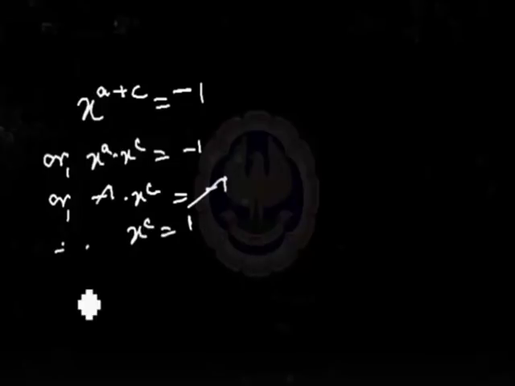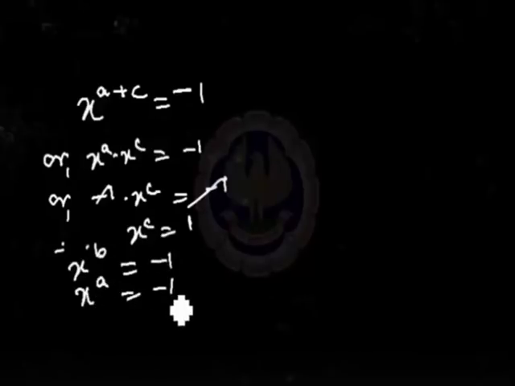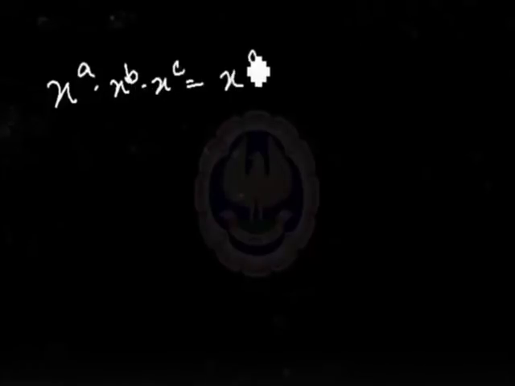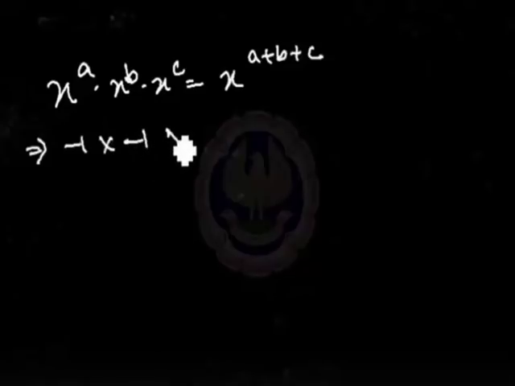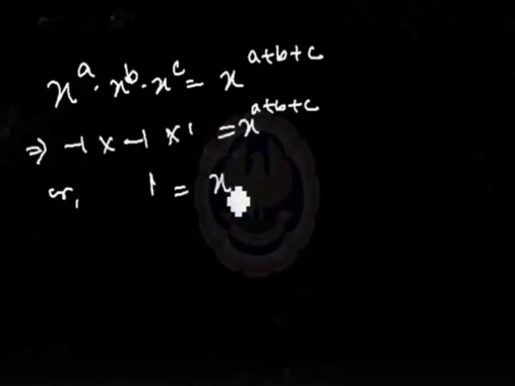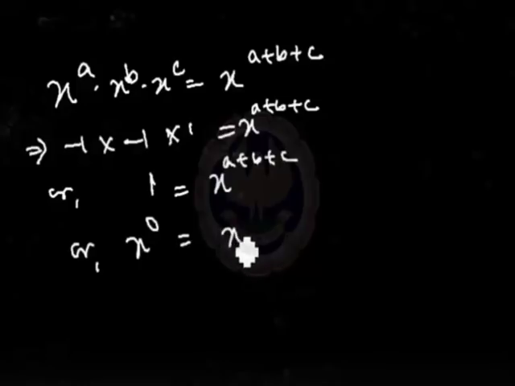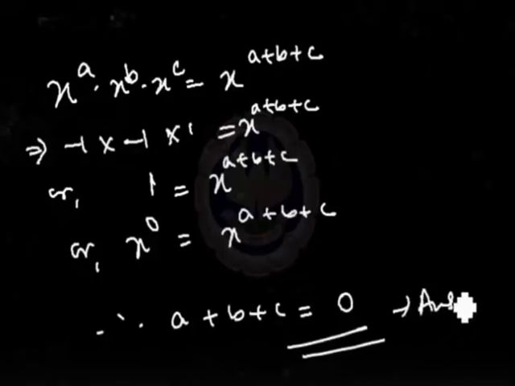Right? So we have 3 values now. What are the 3 values? We can say x to the power b is equal to minus 1, x to the power a is equal to minus 1, x to the power c is equal to 1. Now we will just write a small thing. We know that x to the power a into x to the power b into x to the power c is equal to x to the power a plus b plus c. We know that the value of x to the power a we got is minus 1, into x to the power b is minus 1, into x to the power c is 1. This is equal to x to the power a plus b plus c. So this is coming to 1 is equal to x to the power a plus b plus c. Agreed? Or x to the power 0 is equal to x to the power a plus b plus c. So therefore a plus b plus c is equal to 0, which is our answer.